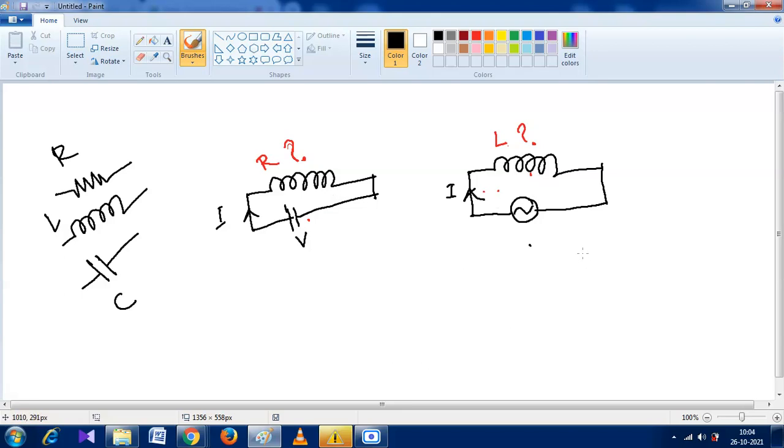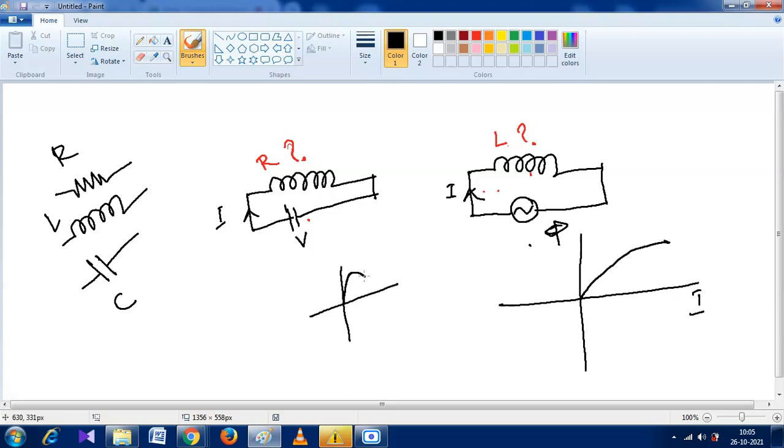And in case of inductor, we make a graph. We are plotting I, and there we say the flux is going. First, when we increase the current, then flux also increases. Then after a certain point, it becomes saturated, and what is the waveform of AC? Like that.